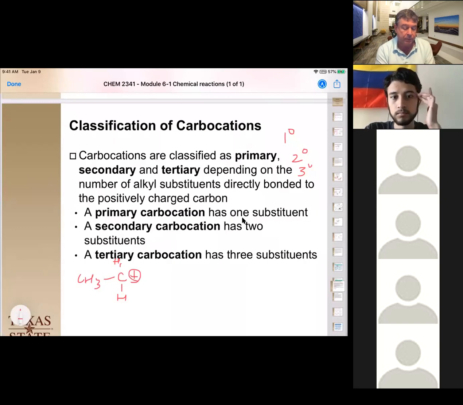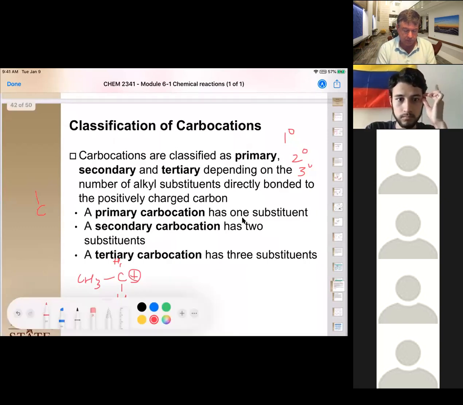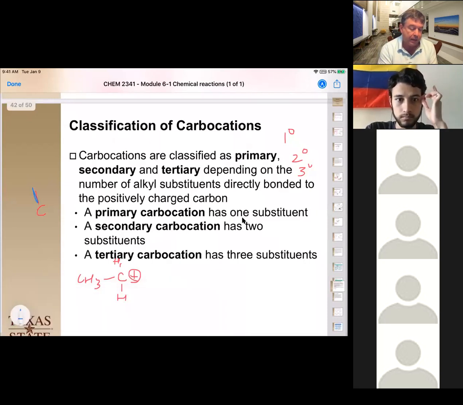You can only form it at high temperature and gas phase, where you actually have 3 hydrogens on here and a positive charge. And we call that a methyl cation. But we hardly ever see it, so we just want to differentiate that it's not a primary, because this one has 1 other carbon attached.